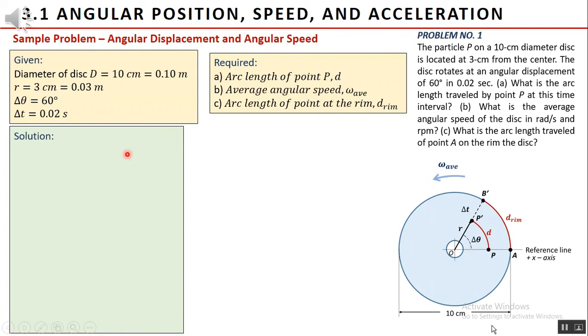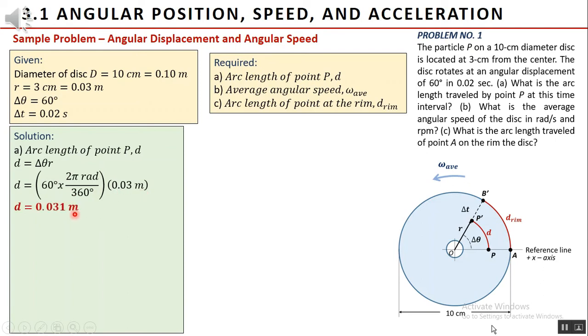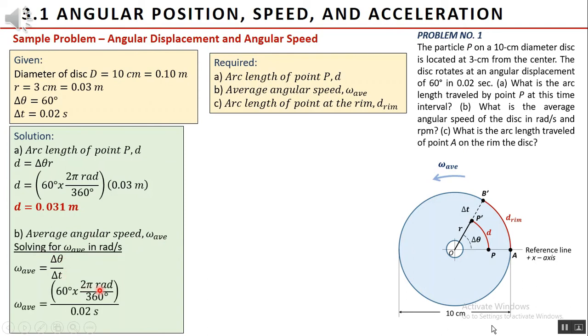Now, let us solve for letter A. The arc length of point P is simply the angular displacement multiplied by the distance r. Make sure we convert 60 degrees to radians, using the conversion factor 2 pi radians over 360 degrees, before multiplying with 0.03 meter. So the arc length d is 0.031 meter. Now for letter B, we solve for average angular speed. Average angular speed is equal to the angular displacement divided by the time interval. Substituting the given information, the average angular speed of the disk is 52.36 radians per second.